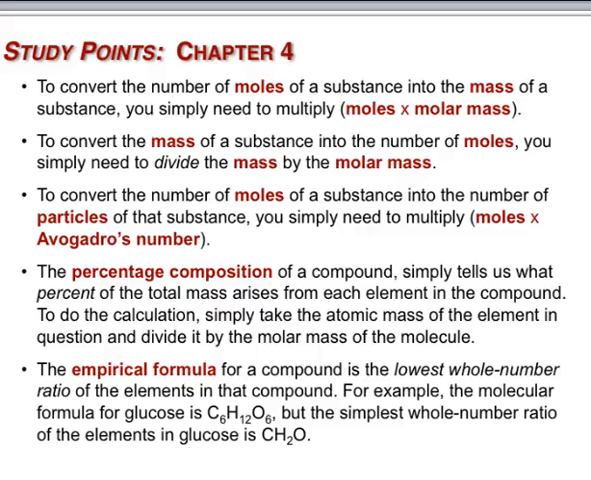We talked about empirical formulas. Remember, empirical formulas are the lowest whole number ratio of the elements in a compound. For C6H12O6, the lowest whole number ratio is CH2O.